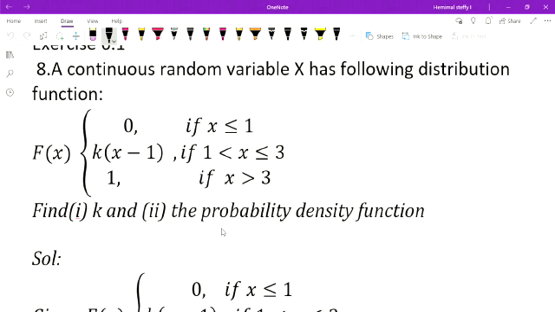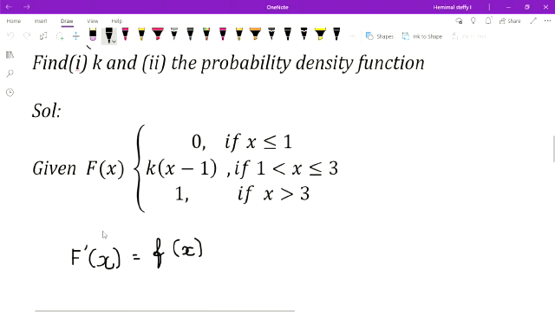Do you know the condition satisfied by the probability density function? Yes, the integral of f of x equals 1. This is the condition of the probability density function. Before we find the probability density function, we must find the k value. So how do you find that? First, I'll write the given F of x. They have given capital F of x, but we want small f of x.